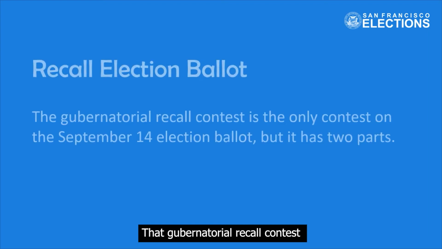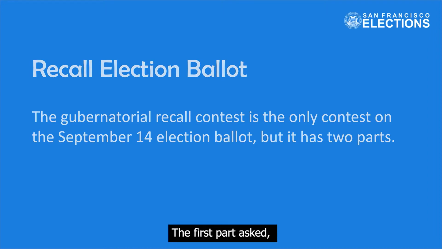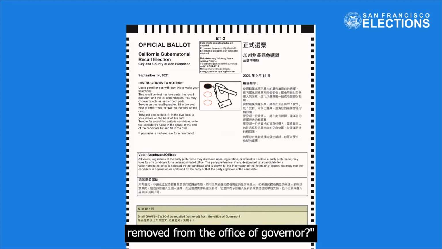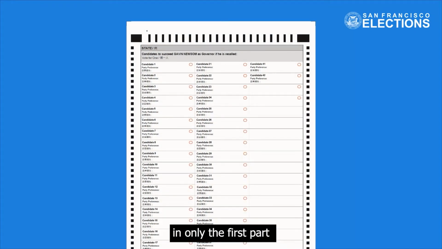The Gubernatorial Recall Contest is the only contest on the September 14th election ballot, but it has two parts. The first part asks, shall Gavin Newsom be recalled, removed from the office of governor? The second part lists the names of replacement candidates. You may choose to vote in only the first part, in only the second part, or in both parts.